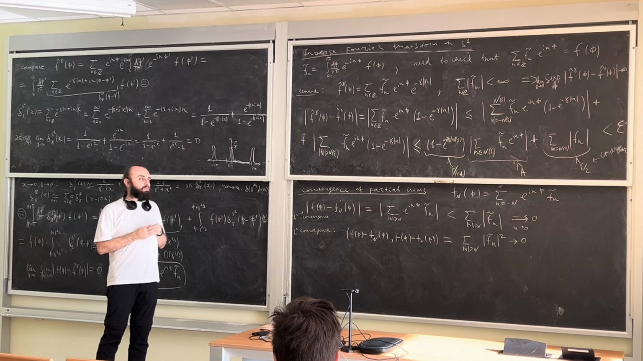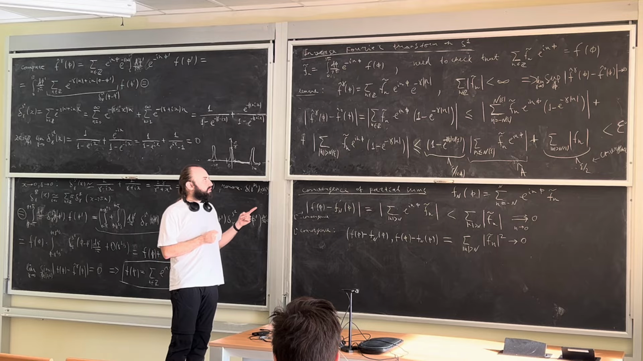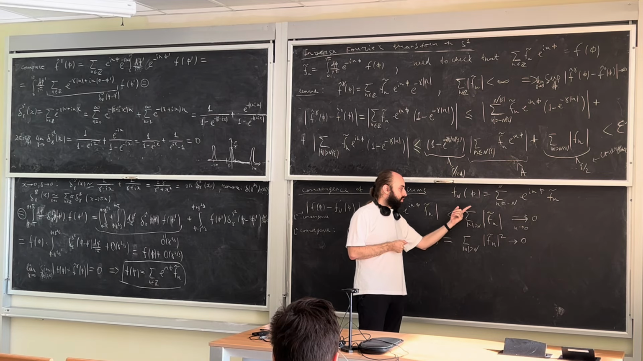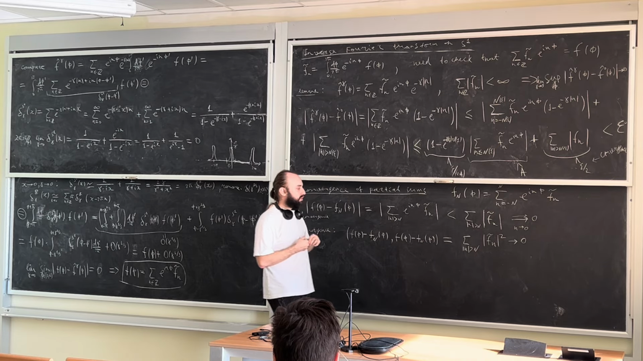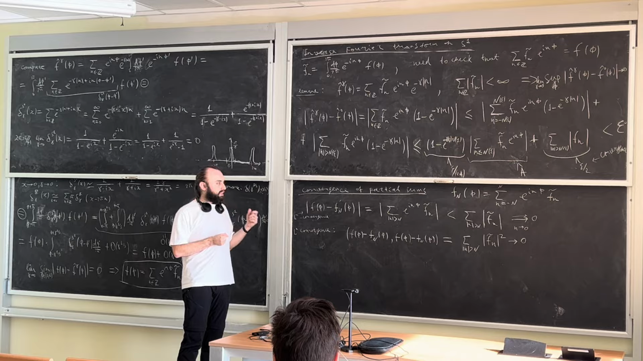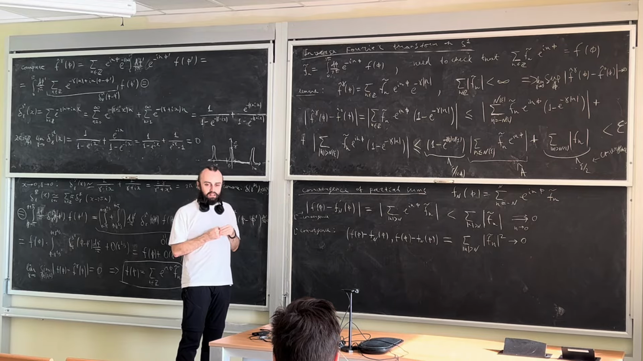So if you know that this sum is convergent, then everything works, and we can construct a counterexample where this uniform convergence breaks. And this is what I'm going to show now.